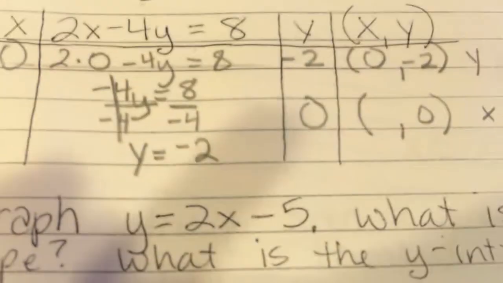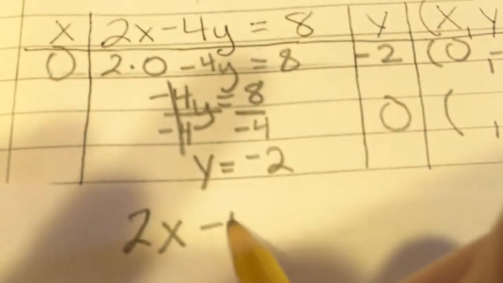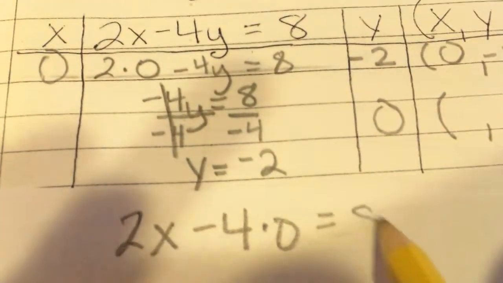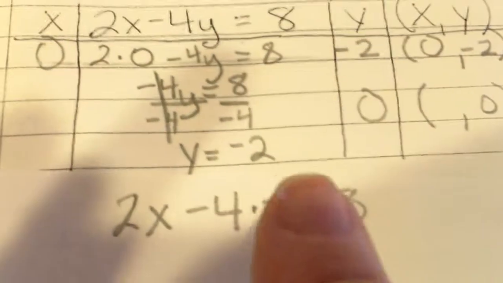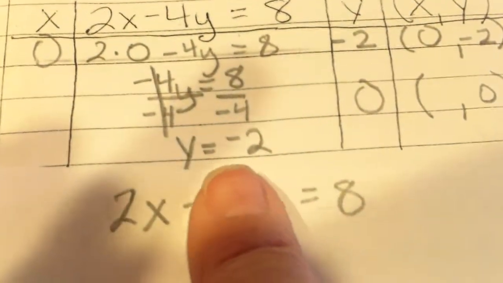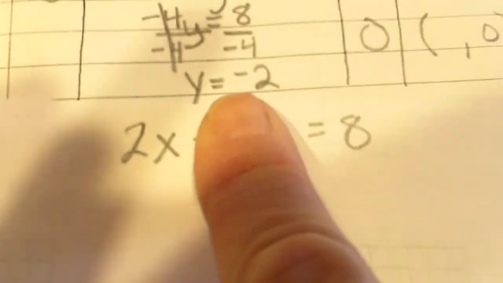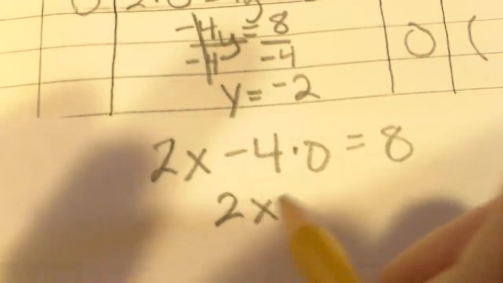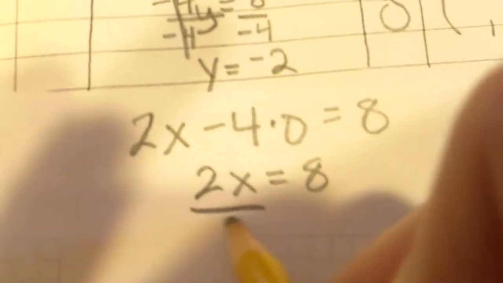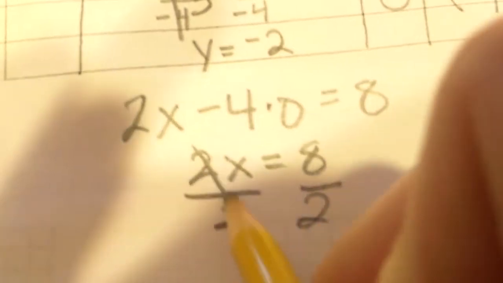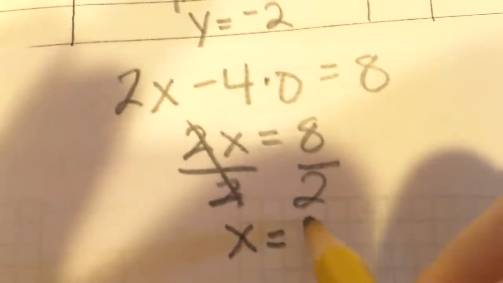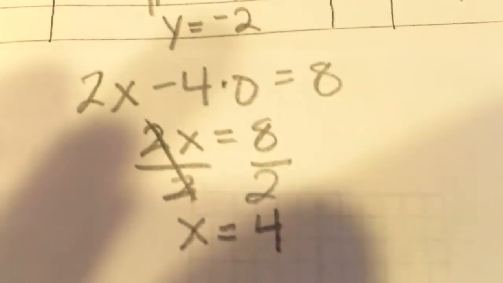Okay? Now, I didn't leave much room for this other one, so I'm going to add my paper on here. So I'm going to make y 0 now. So 2x minus 4y would be 4 times 0 equals 8. Well, isn't 4 times 0 just 0? So 2x minus nothing is just 2x, isn't it? So I'm left with 2x equals 8. I want x alone. Divide both sides by 2. 1 whole, x equals 4. Okay?